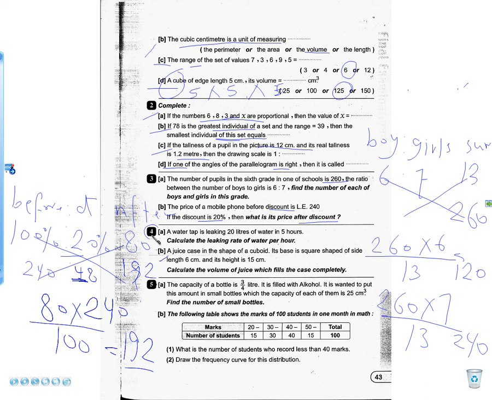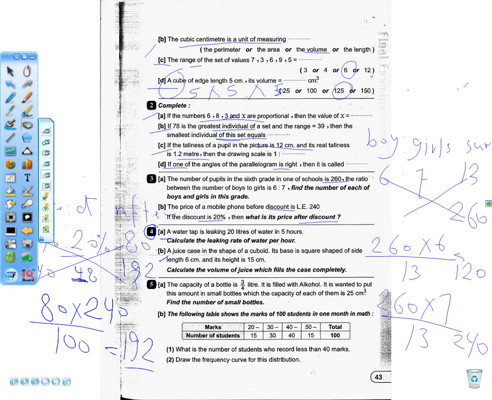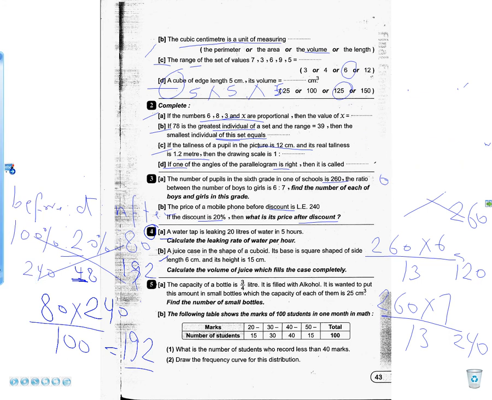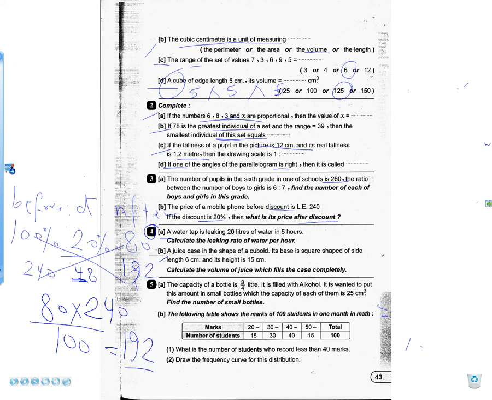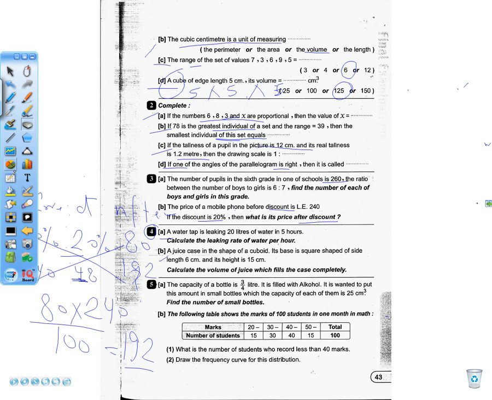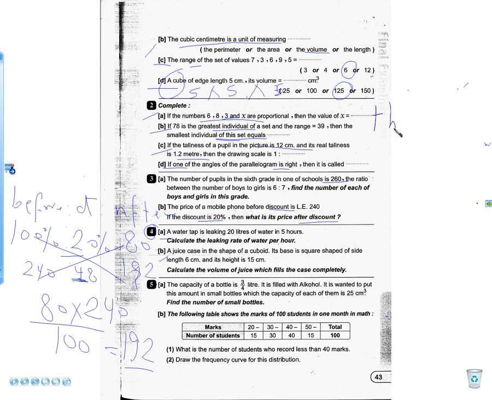Fourth question, letter A. A water tap is leaking 20 liters in 5 hours. Here we're asked to get the rate. It's easy to get the rate. As we've learned, we divide the first one by the second one.